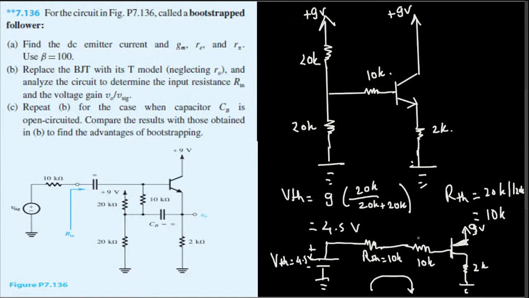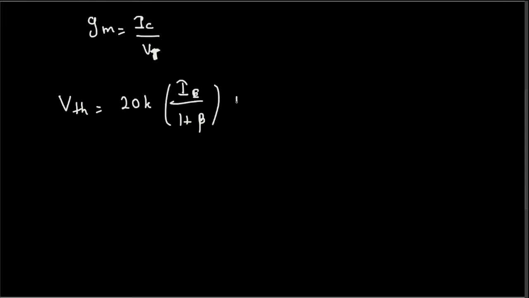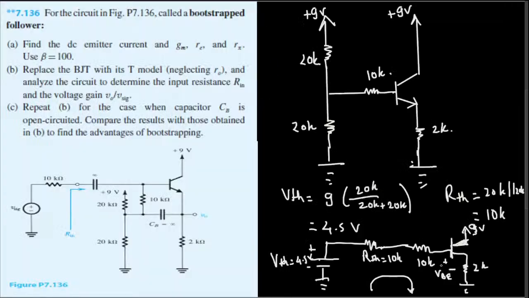And then here we have a VBE. This one right here is VBE, so that will come here. And after that we have this 2K, and this is the emitter current over here, IE. So plus 2K times IE.